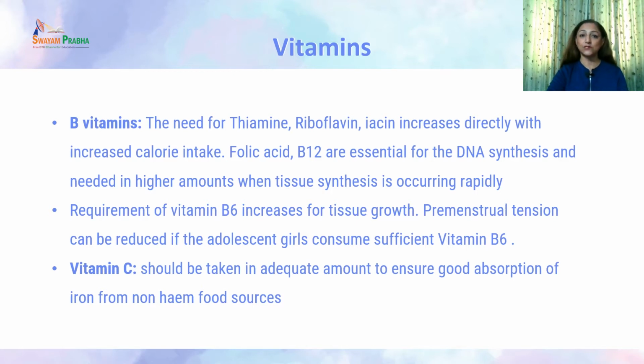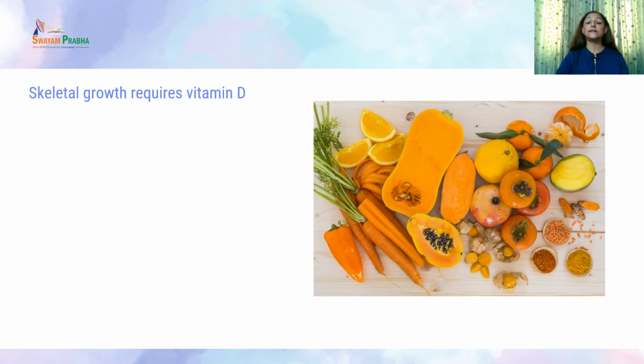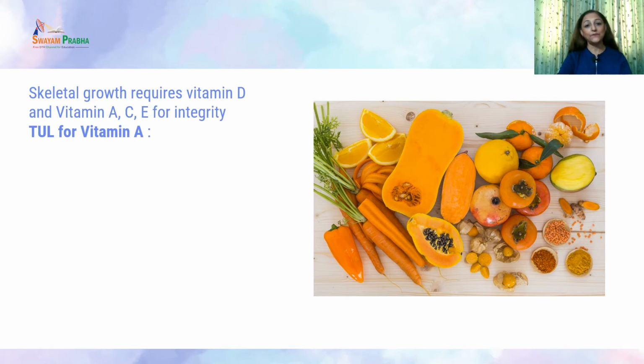And vitamin C should be taken in adequate amount to ensure good absorption of iron coming from the non-heme food sources. The skeletal growth requires vitamin D, whereas the structural and functional integrity of these newly formed cells depend upon availability of vitamin A, vitamin C and vitamin E. So for vitamin A, the recommendations are to meet the needs of growing bones, for making proper vision, for the good skin, and tolerable upper limit of vitamin A for 10 to 12-year-old boys and girls is same, that is 1700 micrograms daily, and for 13 to 18-year-old children or adolescents, it is 2800 micrograms per day.